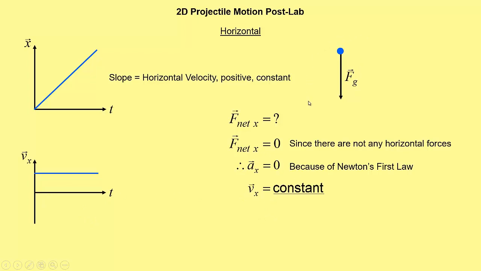So this is a little proof, using Newton's laws, that we should have constant velocity horizontally because we have no net force horizontally and therefore no horizontal acceleration. And sure enough, that's what we actually found inside of the PIVOT.